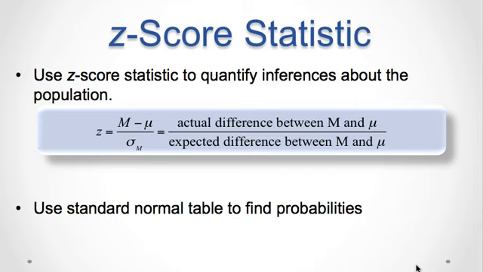We use the z-score statistic to help us make inferences or draw conclusions about population parameters. The z-statistic is equal to sample mean M minus population mean mu divided by standard error, sigma m. The numerator measures the actual difference between sample and population mean, and the denominator measures the expected difference between sample and population mean if the null is true. Once the z-statistic is calculated, we use the standard normal table to find the corresponding probabilities.